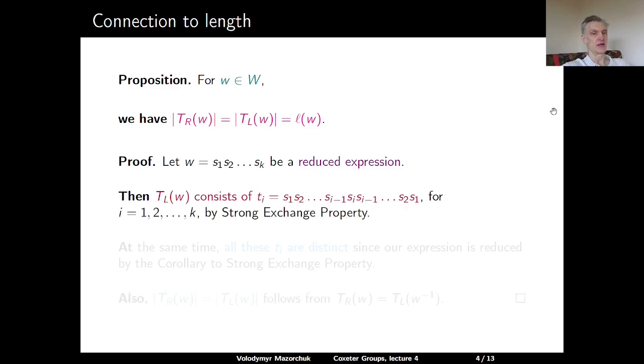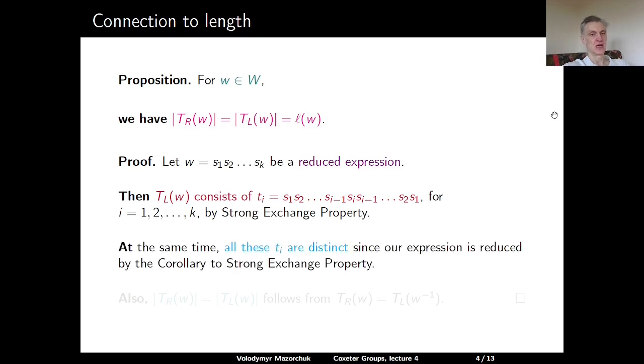Then, by the strong exchange property, the set T_L(w) consists exactly of the elements which we denoted by t_i. So these are elements which are obtained in the following way. We take i between 1 and k, and we write s1 times s2 times and so on times si, going up, and then we go down: s_{i-1} and so on times s1. Then, by the strong exchange property, the set T_L(w) consists exactly of these elements.